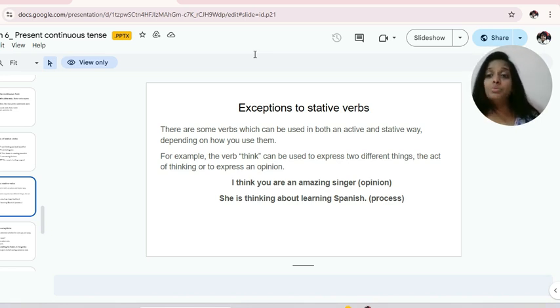So the practical tip to identify verbs is whenever you are unsure whether to use the present continuous with a verb, ask yourself, does it describe a process, an action happening over time? If yes, then use the present continuous tense. Does it describe a state or a fact? If yes, stick to the simple present tense. And the final reminder is language is dynamic. While these rules are a great guide, always pay attention to the context in which a verb is used.